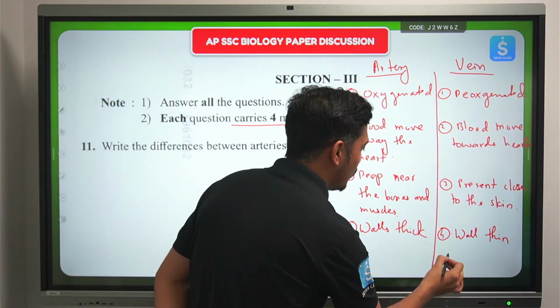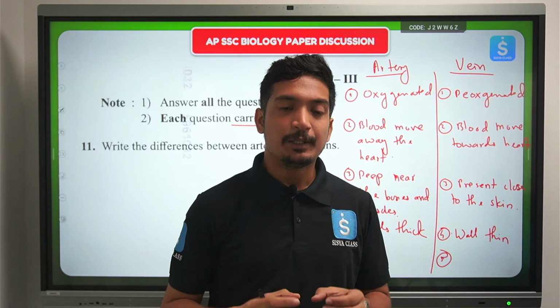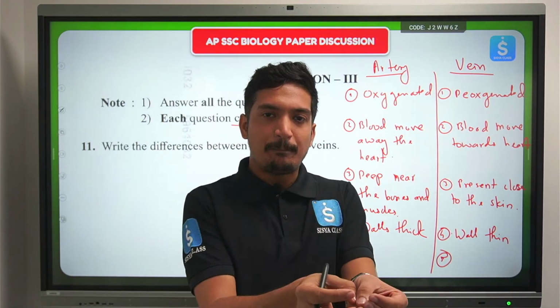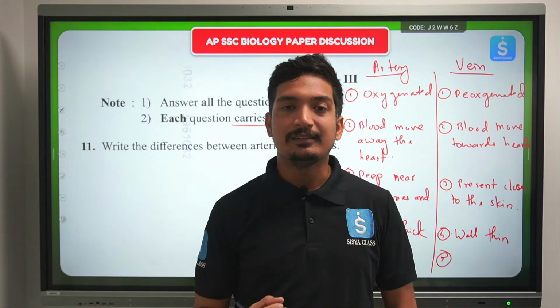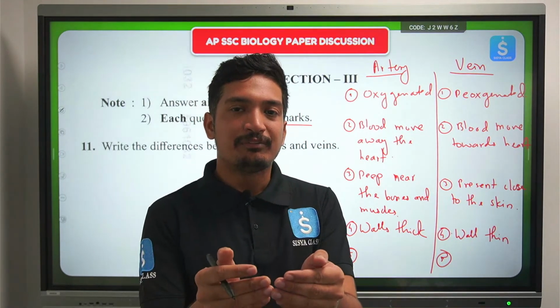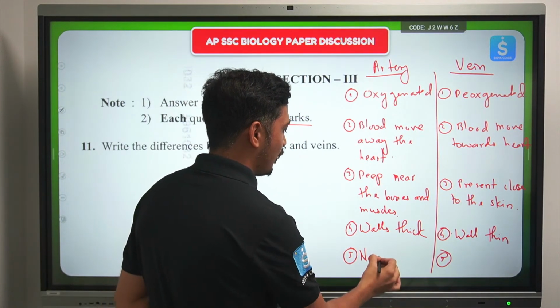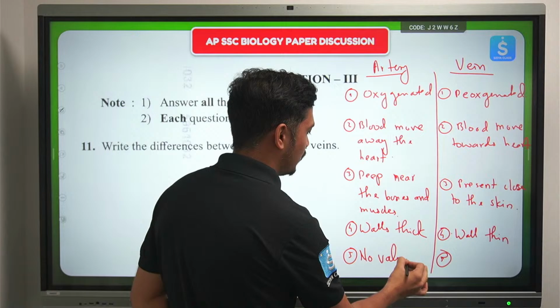Now because the pressure in arteries is tremendous, the possibility of the blood to flow backward is very less, and therefore these blood vessels will not have valves to prevent backflow of blood. So we'll say there will be no valve. The valves are not present.